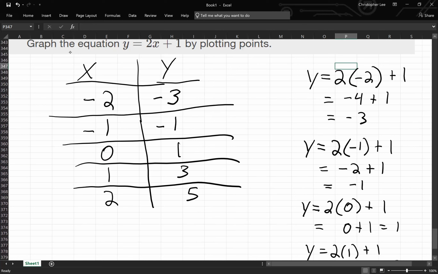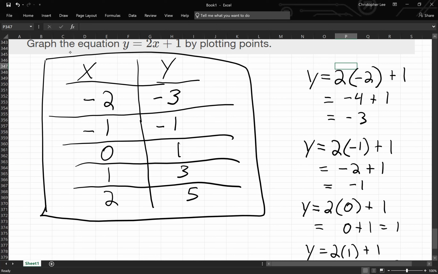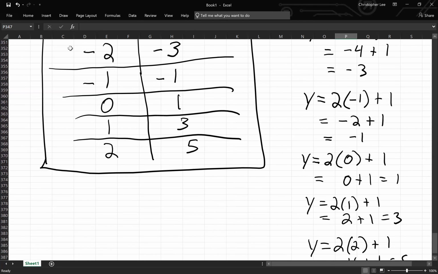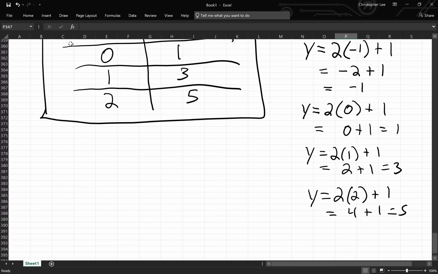So this right here is my table of values. Just showing you guys how to do it. You can choose whichever x values you want to plug in to get out your y values. I'm just giving you my favorite, which is -2, -1, 0, 1, and 2. After that, you just have to plot them on a graph and then connect the dots. That's it.